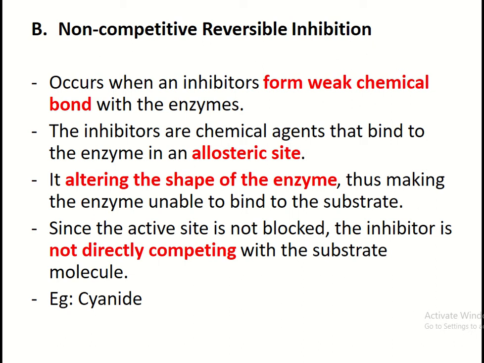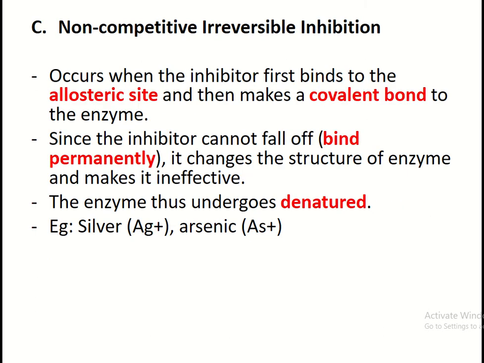Okay, an example of non-competitive reversible inhibition is cyanide, in which cyanide will bind to the allosteric site of an enzyme, thus altering the shape of the active site of the enzyme and preventing the active site from being ready for the substrate.